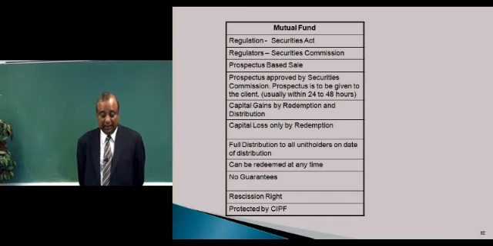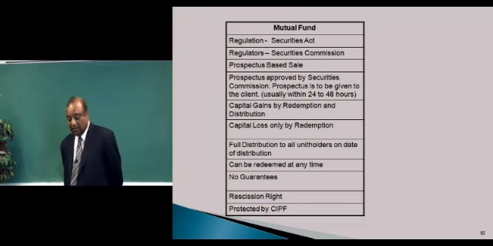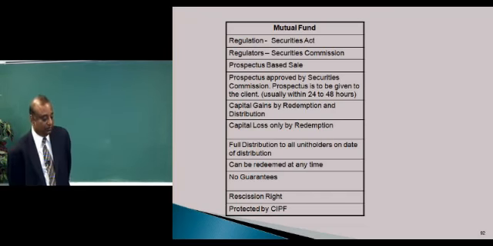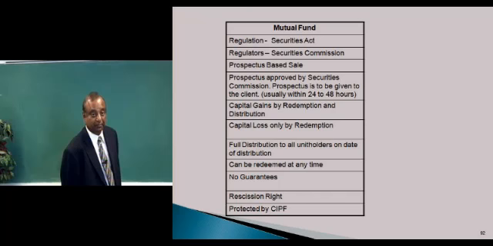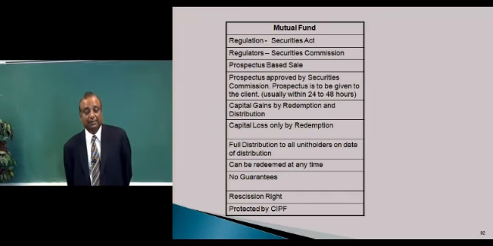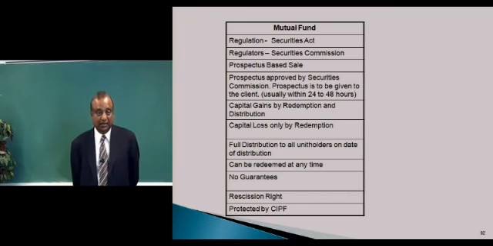Now, capital gains are distributed also by a mutual fund. So you can make capital gains by redemption, that means by selling your shares, or by distribution. Redemption, in the case of mutual funds, means that most mutual funds are not traded on the stock exchange. You have to sell it back to the trust, and the trust will pay you based on the unit value of the day.